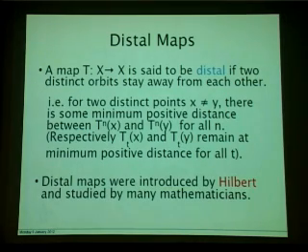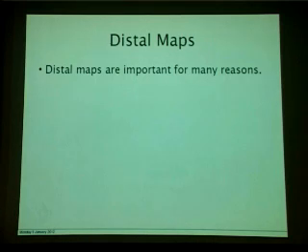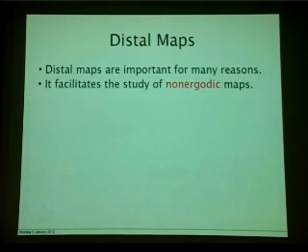So distal maps were introduced by David Hilbert and studied by many mathematicians, Furstenberg, Abel, Auslander, Ellis, and others. So why do we study distal maps? I gave you some examples of dynamical systems, but in mathematics it also has applications. Distal maps are important for many reasons. It facilitates the study of non-ergodic maps.